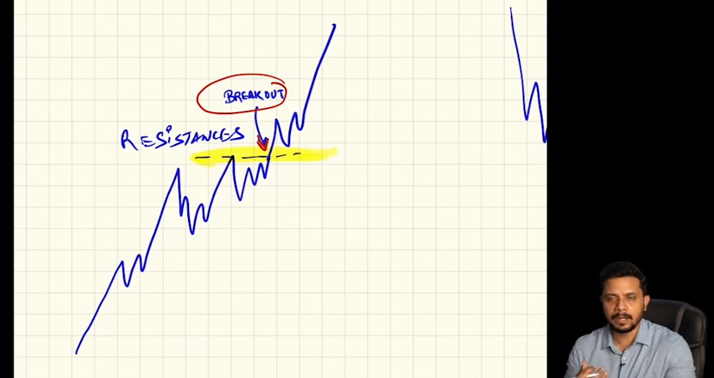You're waiting for the price to break above a certain resistance, a certain ceiling, and then you buy. So, you're waiting for an extra bout of demand coming in.